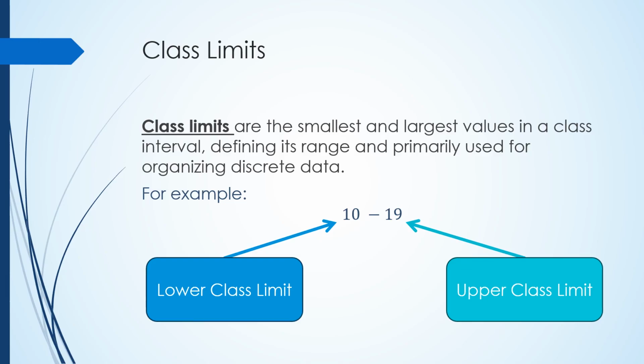Next, let's define class limits. Class limits are the smallest and largest values in each class interval. Each class interval has two limits, a lower class limit and an upper class limit. For example, in the interval 10 to 19, the lower class limit is 10 and the upper class limit is 19. These values indicate the range of values that belong to each class interval. Class limits are useful when working with discrete data since each value is distinct and falls clearly within a specific class.